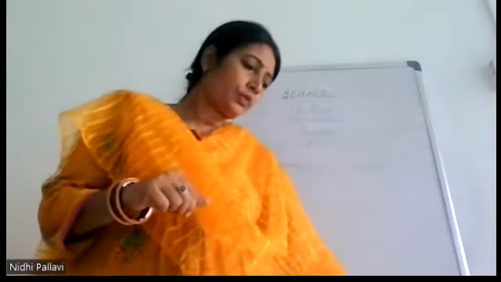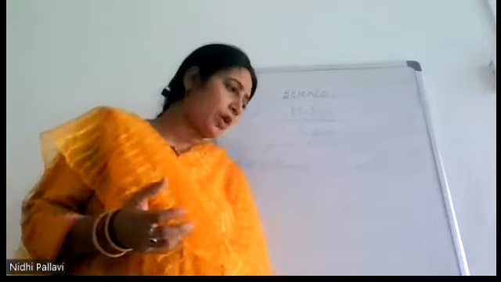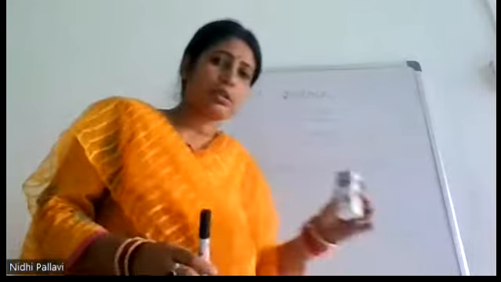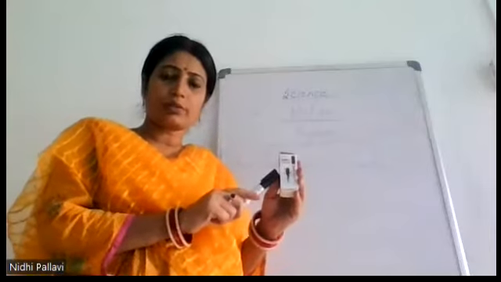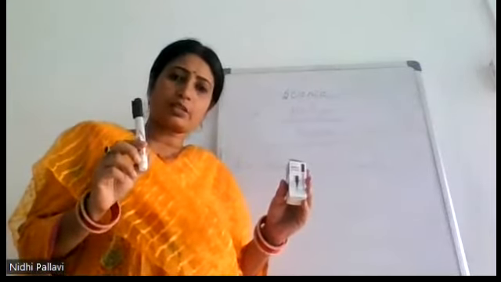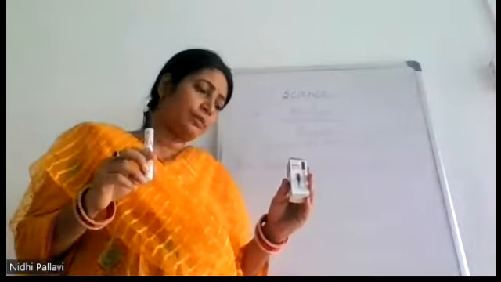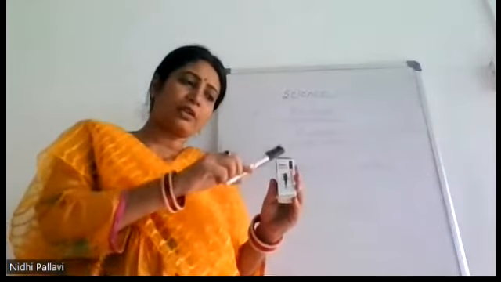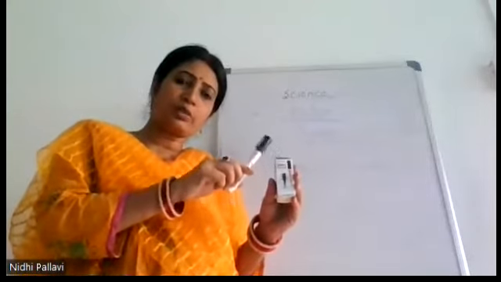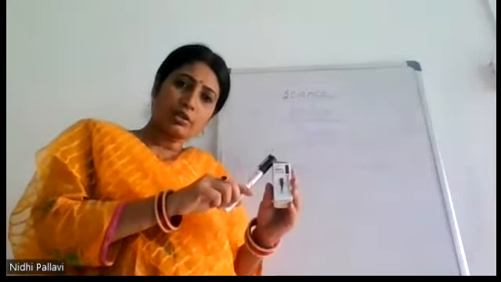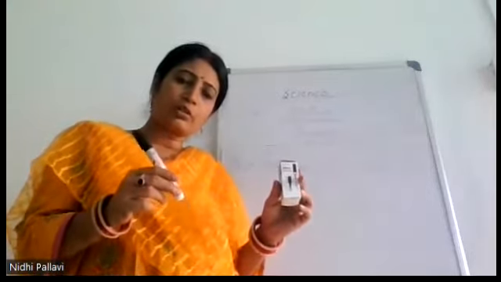So we can take an example. This is a stationary object, which is at rest, and this is a car. Suppose this car is moving from this position to this position, with respect to the stationary object, with a change of time. Then it is said to be what? It is said to be motion.